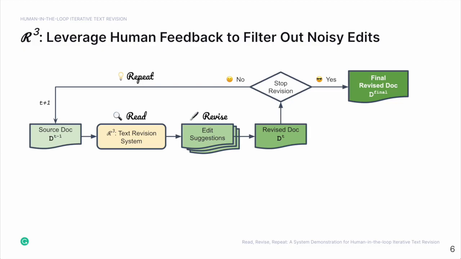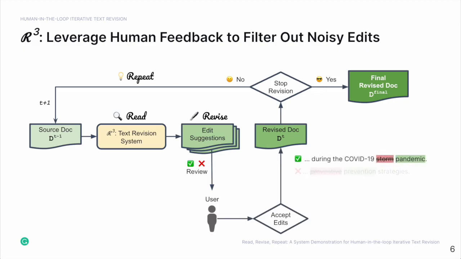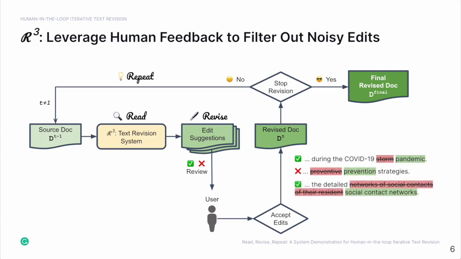Note that iterative text revision is a challenging task. An existing text revision system may generate some undesired edits. In this work, we propose our read, revise, repeat, R3 system, which leverages human feedback to filter out the noisy edits at the revision stage. We'll illustrate the whole process in the next section.